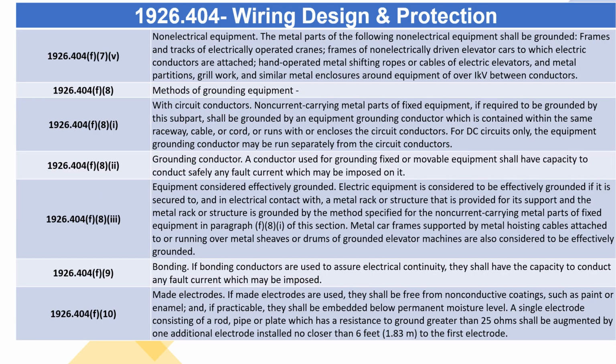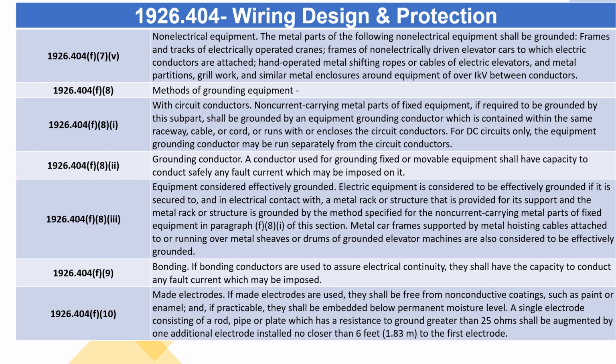1926.404 F7. The non-electrical equipment. The metal parts of the following non-electrical equipment shall be grounded: frames and tracks of electrically operated cranes, frames of non-electrically driven elevator cars to which electric conductors are attached, hand-operated metal shifting ropes or cables of electric elevators, and metal partitions, grillwork, and similar metal enclosures around equipment of over 1 kV between conductors.